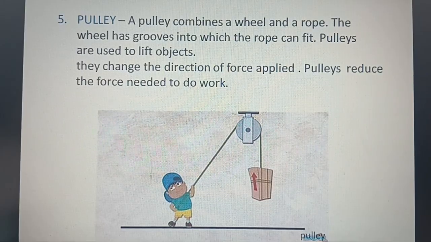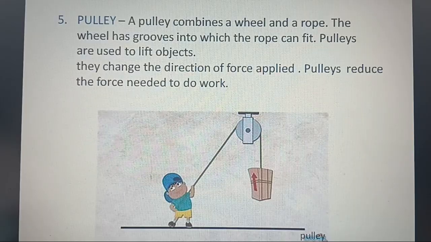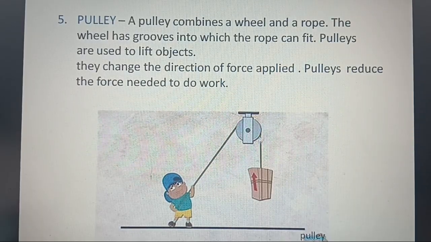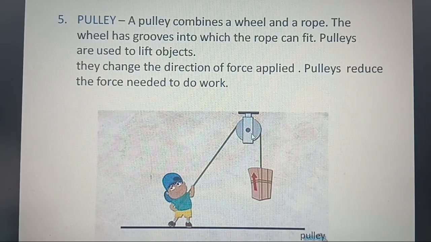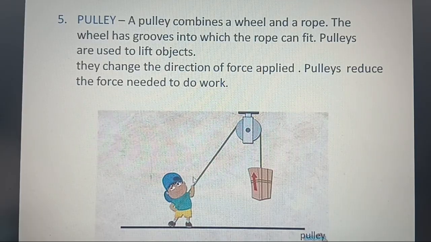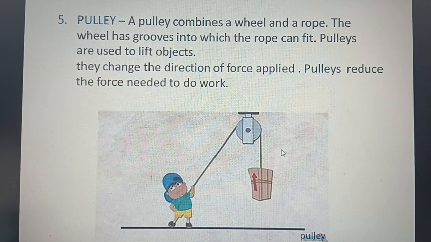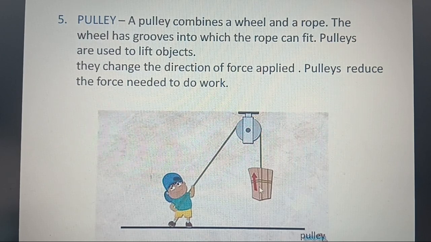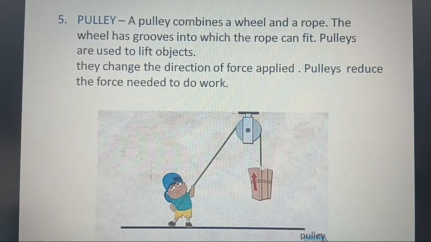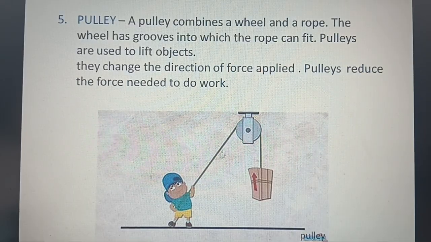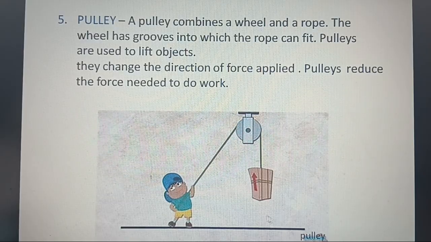As you can see in the picture, there is a wheel on the top and there is a rope. Now one end of the rope is attached to the object, and at the other end of the rope we put effort. So this is a pulley.